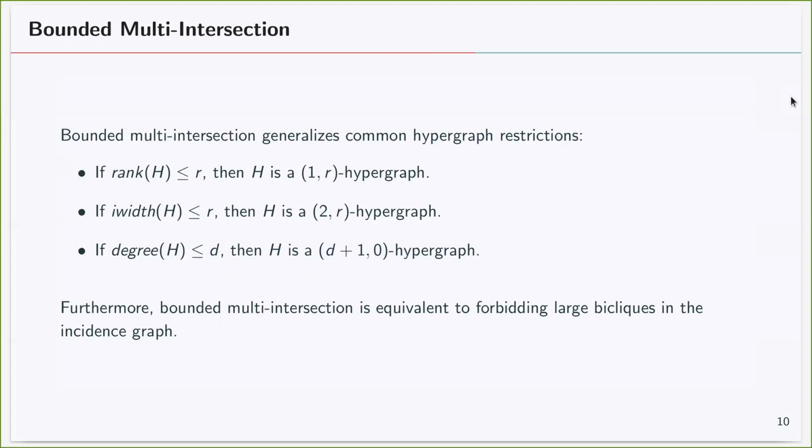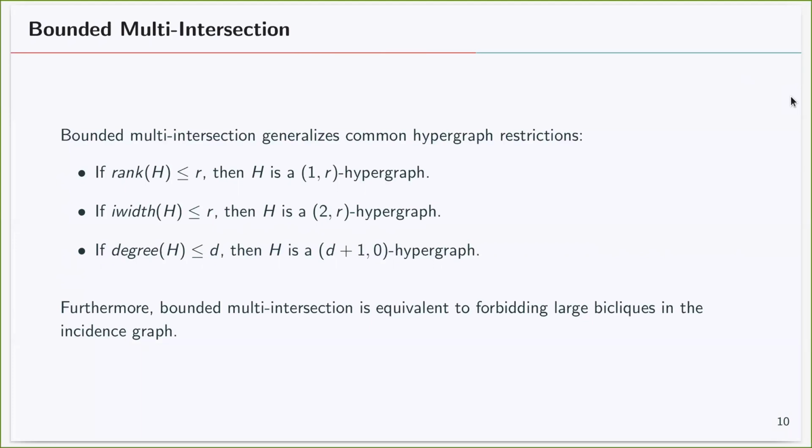So bounded rank is a very common property studied in hypergraphs. It's not defined here, but rank is the size of the largest edge. So if every edge has at most cardinality R in a hypergraph, then it is a 1R hypergraph. So bounded rank is a special case of bounded multi-intersection. For intersection width, the case is very simple, as we simply generalize the number 2 to the C in this CD hypergraph notion. So any class with bounded intersection width also has bounded multi-intersection width.